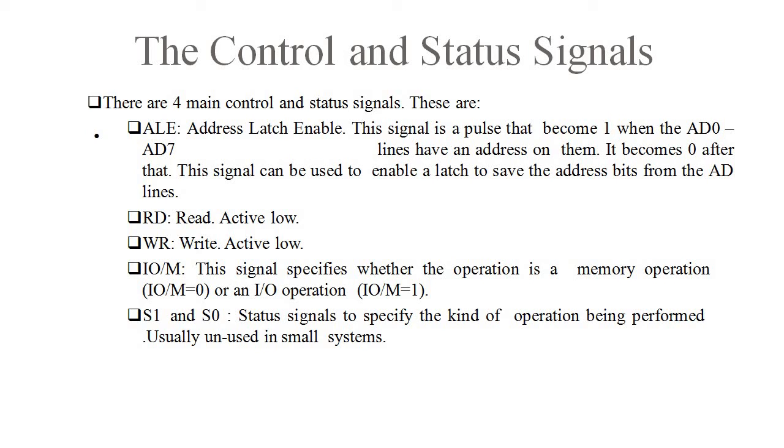Next is RD, read, active low. Next is WR, write, active low. Then IO/M, this signal specifies whether the operation is a memory operation, IO/M equal to 0, or an input output operation, IO/M equal to 1. And finally S1 and S0, status signals to specify the kind of operation being performed, usually unused in small systems.